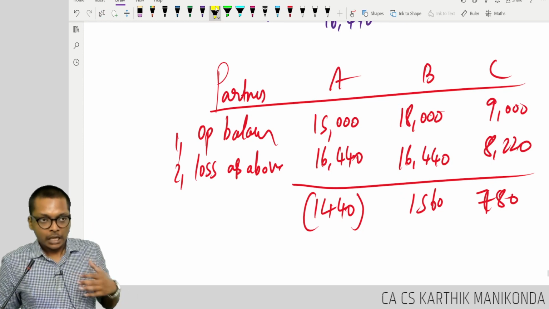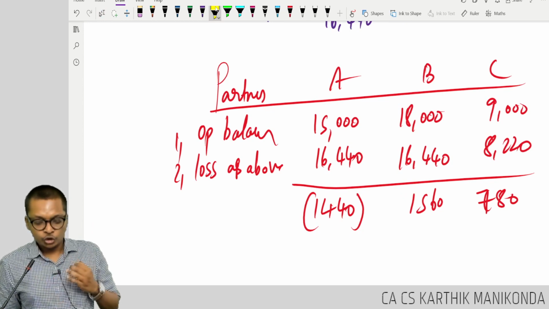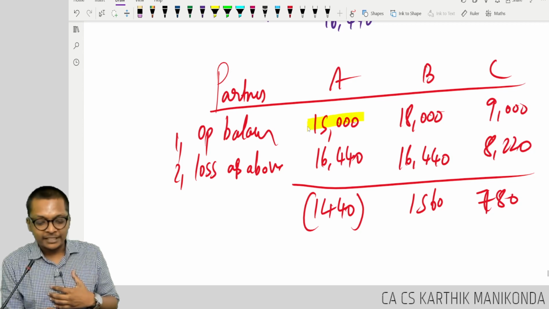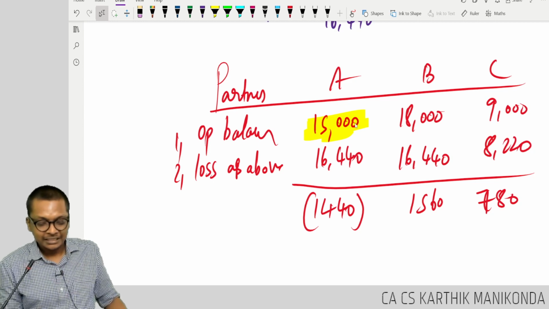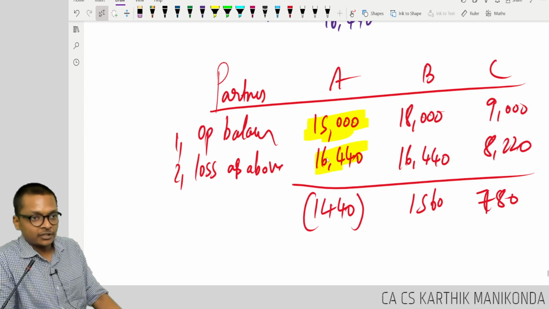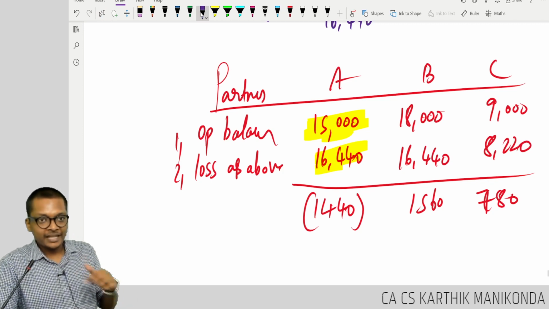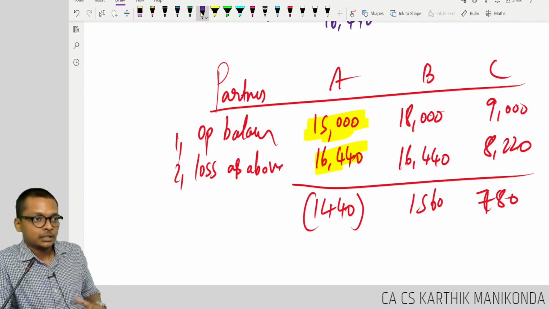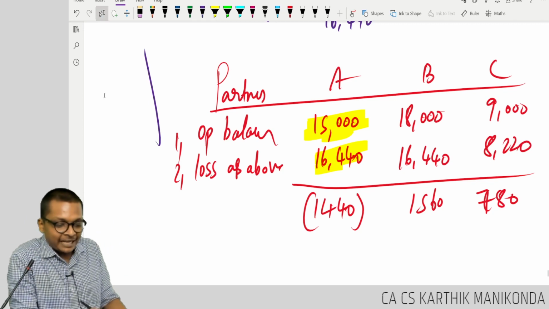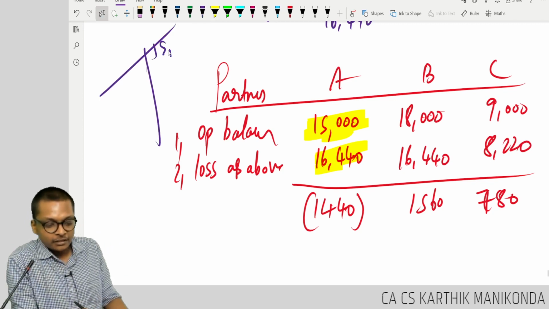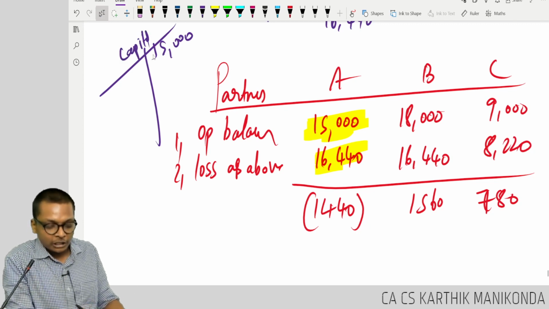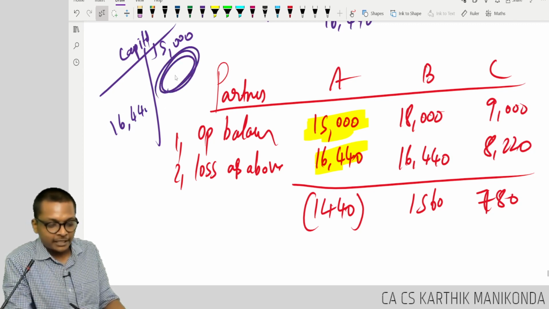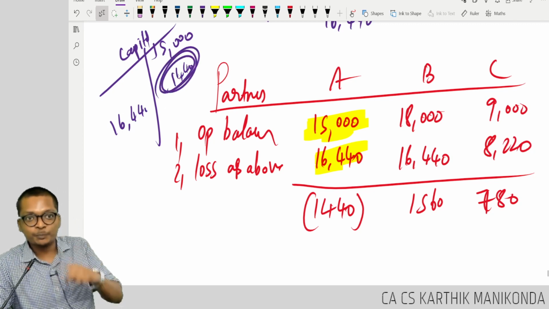Partner A should be receiving only 15,000 rupees, but his share of loss is 16,440. That means, will I pay him any money? No. There is no need to pay him any money. If I prepare a capital account, the credit side will be 15,000. On the debit side I will put only the loss, 16,440. That time the closing balance will come here, 1,440. This means the partner should bring in money.